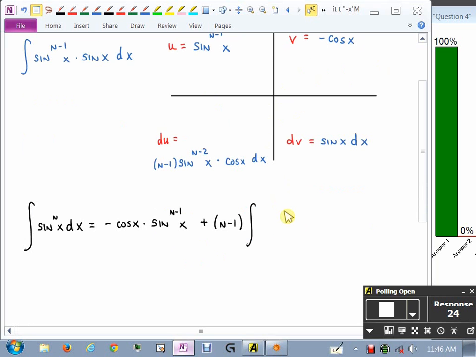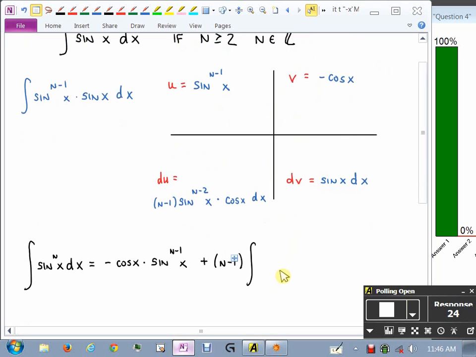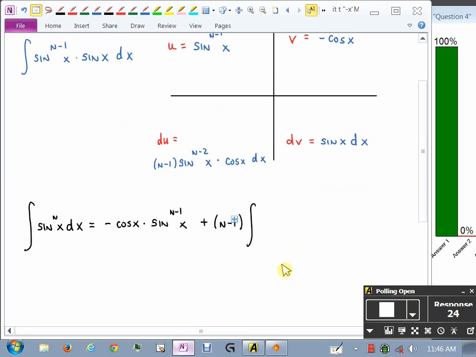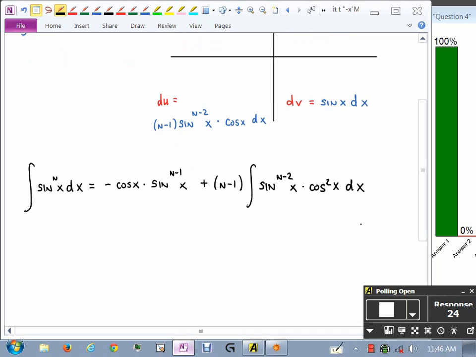What now? What's the integrand? What do I have in here? Sine raised to the n minus 2 of x times cosine squared x dx. And now you look at that and you're like, well, look, in order to figure out what sine to the n of x is, I am going to actually have to figure out what this is. And that looks even worse, doesn't it? Okay. But check this out.